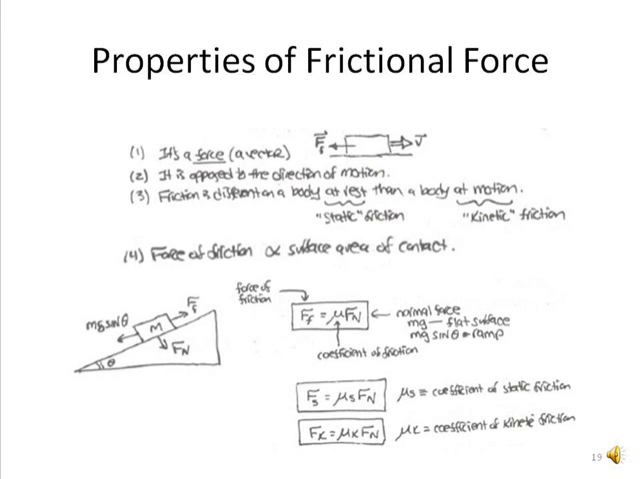Let's look at the free body diagram for a body sliding down a ramp. It experiences a net force of mg sine theta down the ramp, which causes it to slide. Opposed to this is a force of friction, which is proportional to the normal force, which is mg cosine theta. Therefore, the net force on the body is mg sine theta minus mu sub k, if the body is already moving, times mg cosine theta.